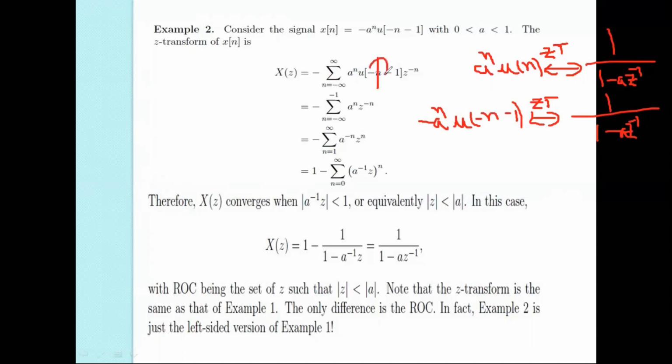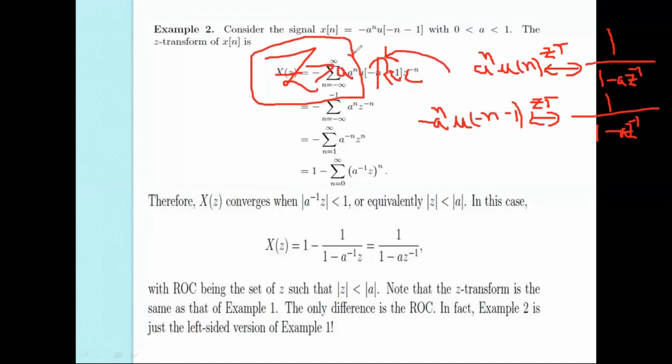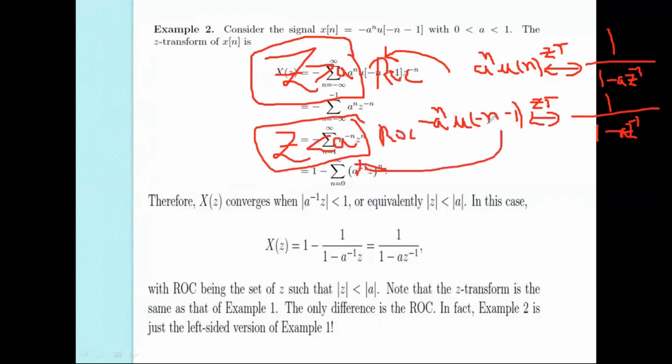What is ROC for this one? ROC is z is greater than a. Remember this one. Okay, ROC for a power n mu of n. And z is less than a, ROC for minus a power n mu of minus n minus 1.